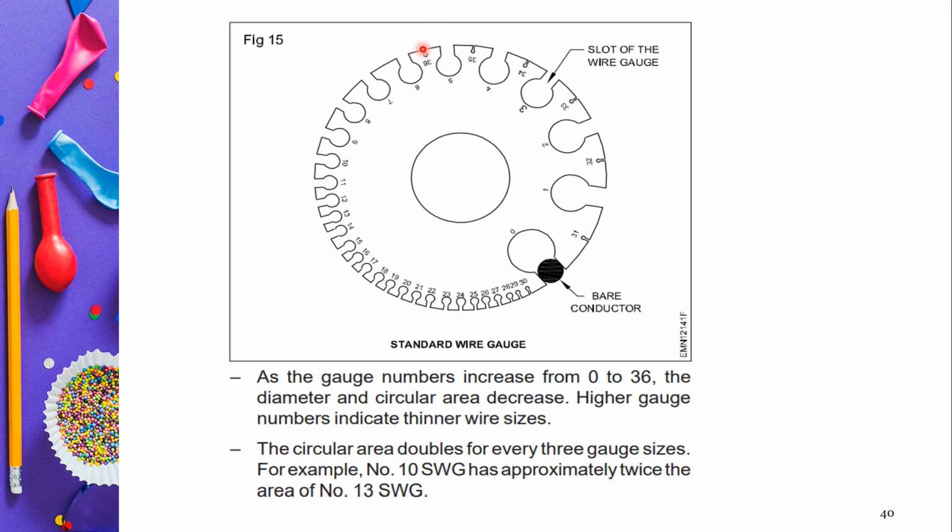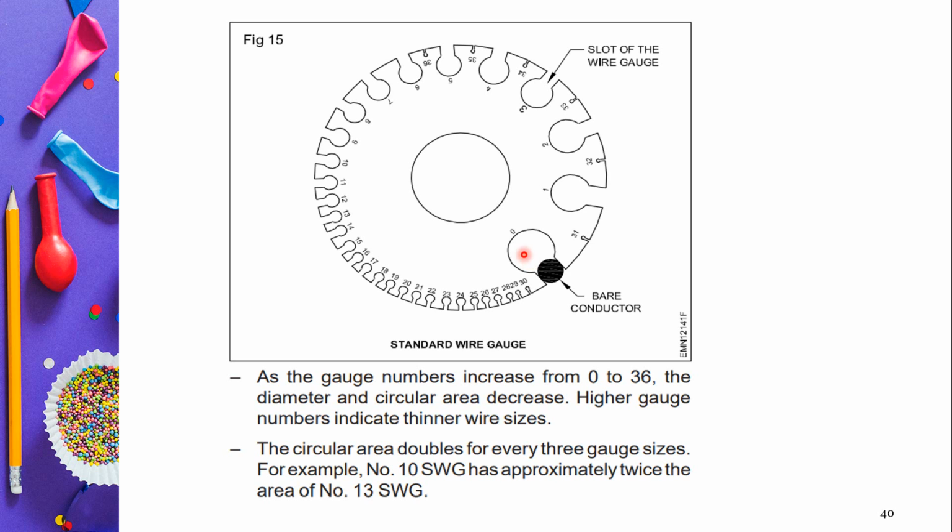The higher the gauge number, the thinner the wire. This is very important. See here, this is gauge number 36, it has a thinner diameter compared to 0 gauge. The 0 gauge has a large diameter.